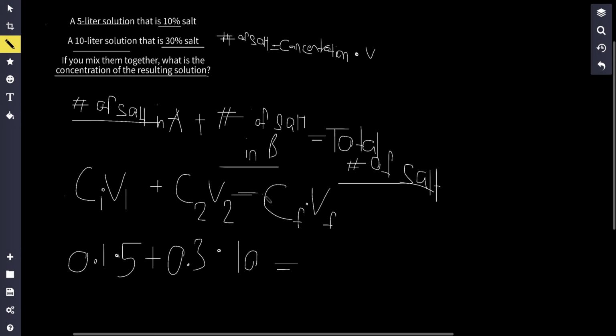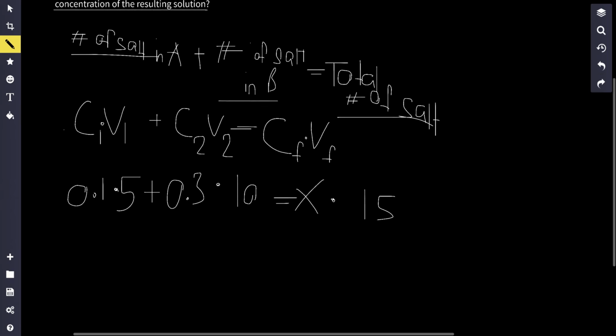And this is going to be equal to the concentration of my final solution, which I don't know, right? That's what the question is asking us. We want to find out the concentration of the final solution. So we don't know that. I put an X there. And then the final volume is going to be 15. If I put in 5 liters of my first solution and I put in 10 liters of my second solution, then my final volume is just going to be 15, because 5 plus 10 is equal to 15, right?